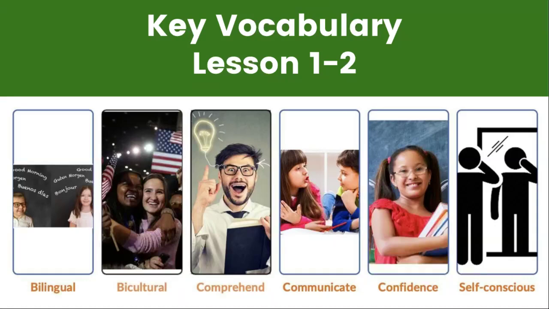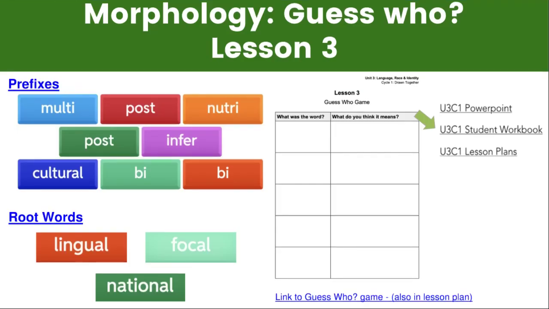Lessons 1 through 2 discuss these various vocabulary words, as well as encouraging students to include the various different languages that they may speak. Then we'll jump into lesson 3, which focuses on the Guess Who game, the morphology component of the lesson, where students open up their workbooks and they are presented with root words, and students get to combine prefixes with these root words to make new words, make new meanings, etc. The goal is students are playing around with language in a fun, gamified way.